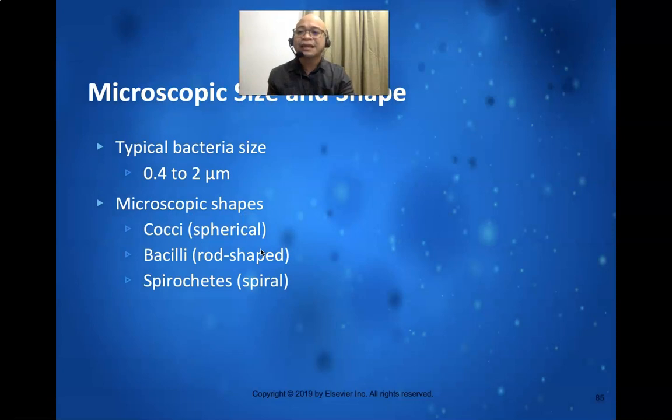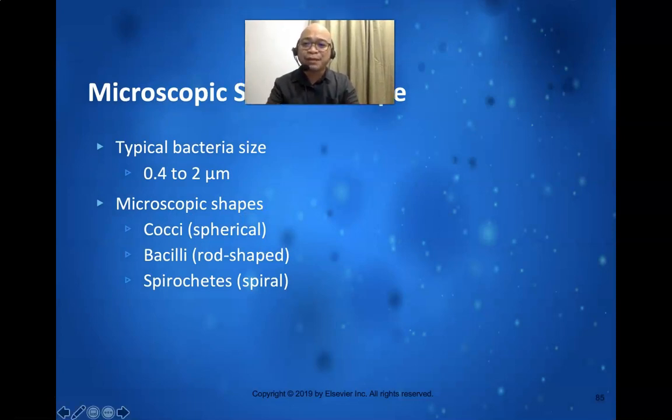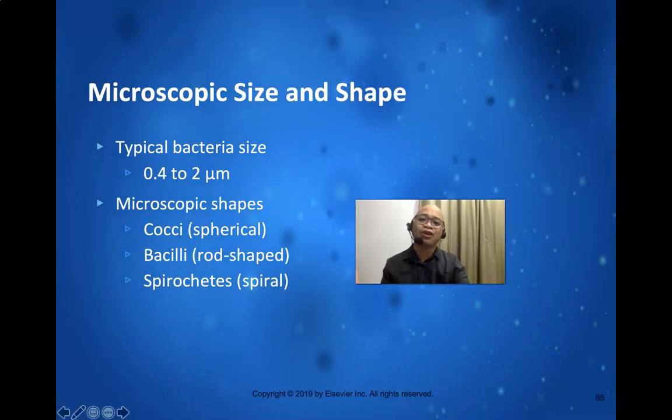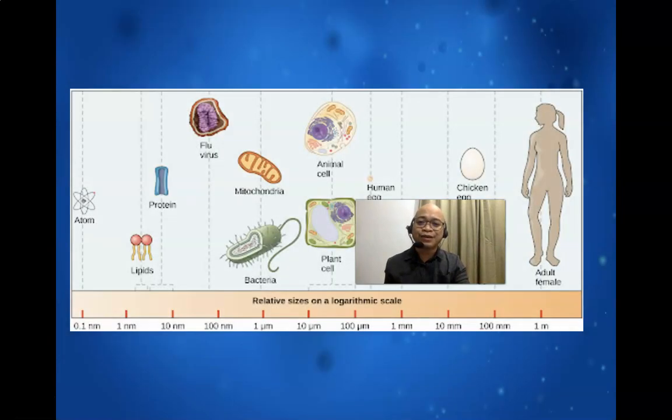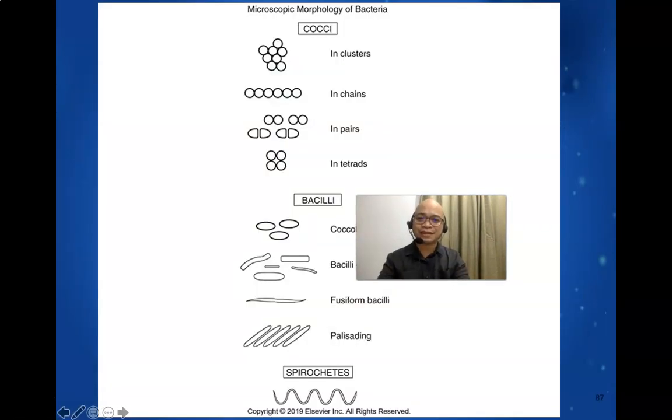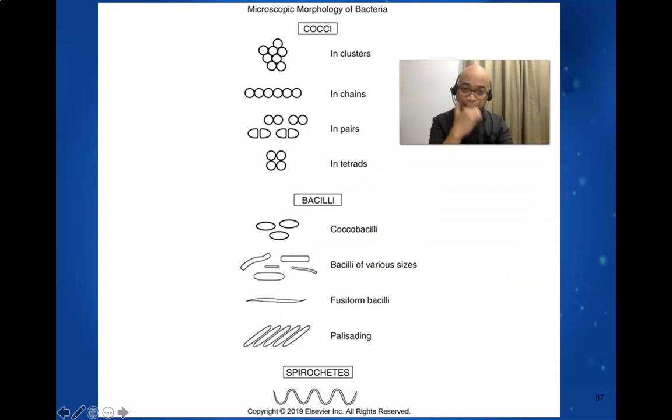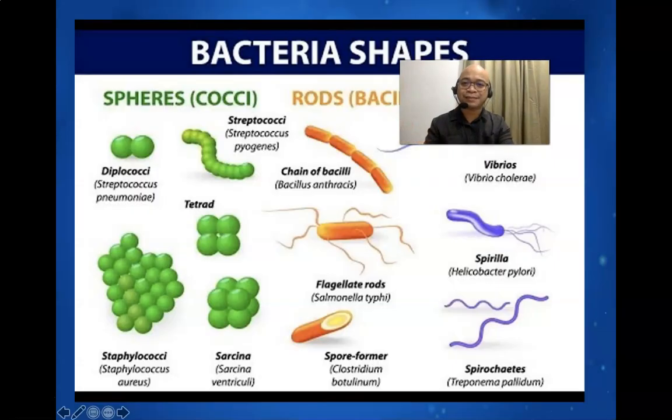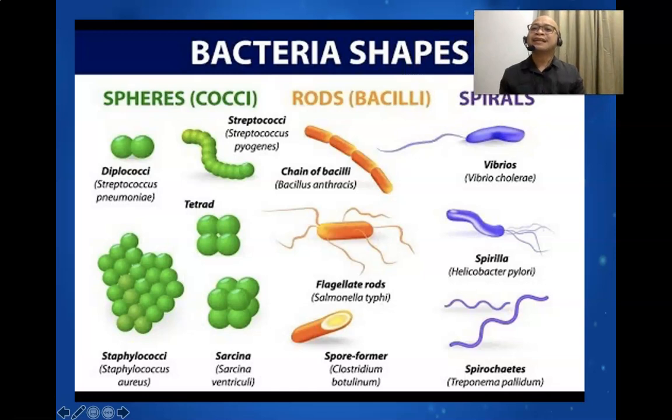Now, going back, the microscopic shape of the bacteria may be classified as cocci, bacilli, or spirochete. So this is how we classify the bacterial shape. We have here the cocci, the spherical shaped bacteria. There are several variations of cocci according to their arrangement.